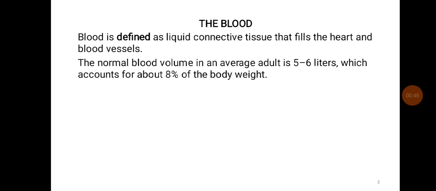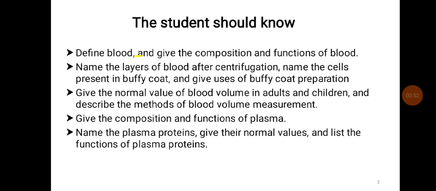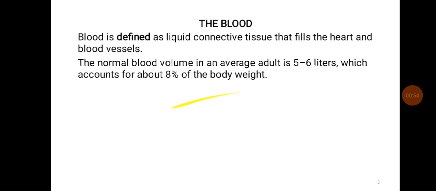Blood is defined as a liquid connective tissue that fills the heart and blood vessels. The normal blood volume in an average adult is around 5 to 6 liters, which accounts for about 8% of the body weight.